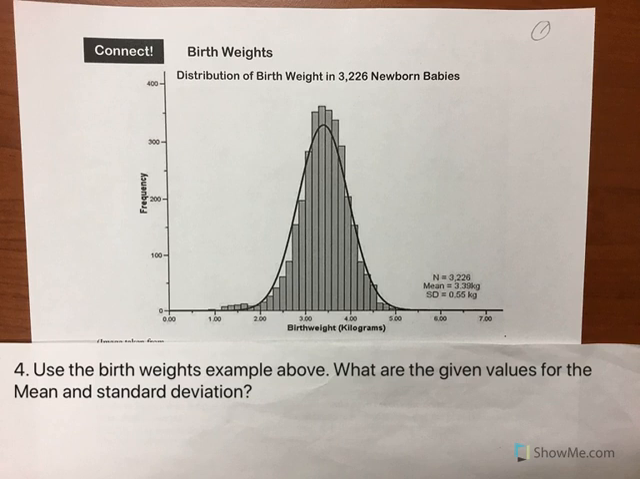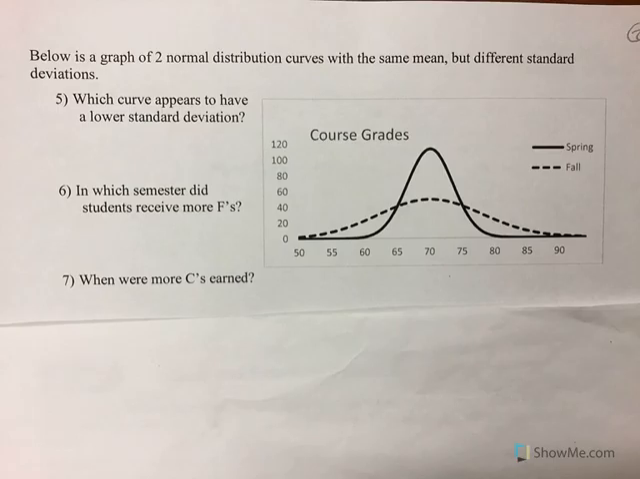So let's use the birth weight example from above. Oh, here we go. Sorry, I lost it on the paper. What are the given values for the mean and standard deviation? Well, they're right here. So the mean is 3.39 and the standard deviation is 0.55. This symbol that I keep using for standard deviation is called sigma. Sigma is a Greek letter and it stands for standard deviation. So a lot of times in graphics you're going to be given the mean and the standard deviation, but it's important to always recognize that you have them when you're ready to work.